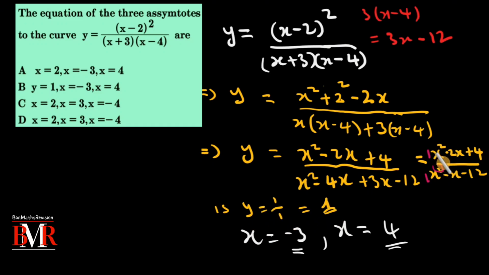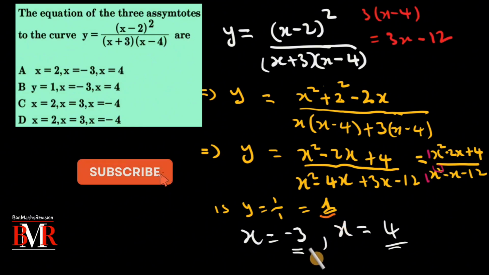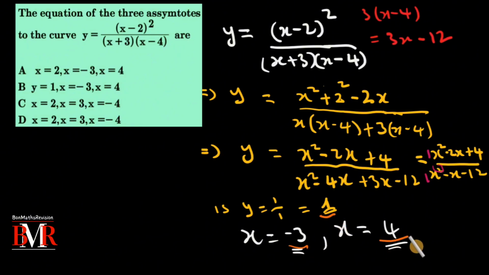To know the degree of the polynomial, we always take the highest power of the variable in the polynomial. For this case, we have the variable x. You see the highest power of x in the numerator is 2 and the highest power of x in the denominator is 2. So you see this curve has one horizontal asymptote, which is y equals 1, and two vertical asymptotes, which are x equals minus 3 and 4. So the right answer here is this one, which is B.